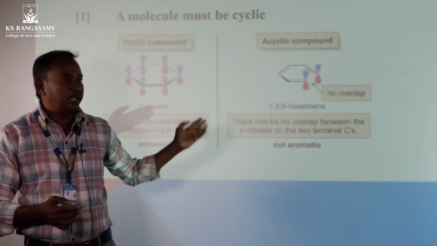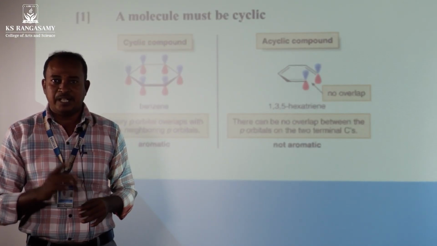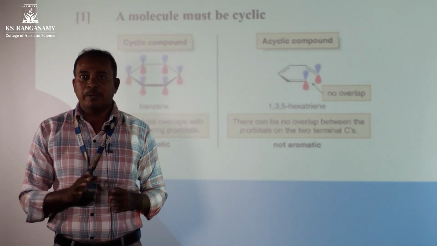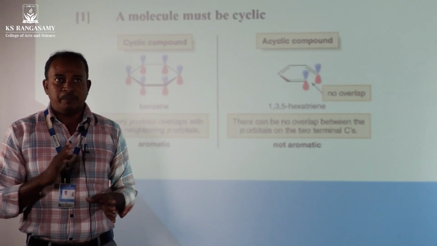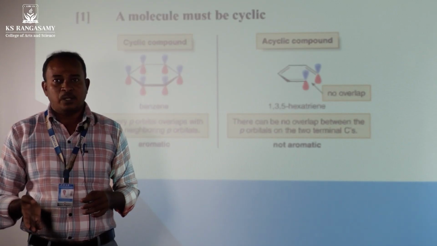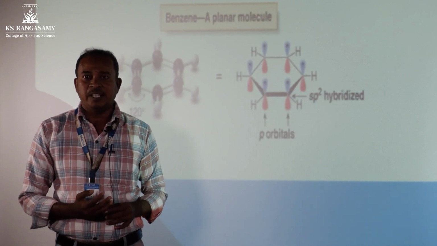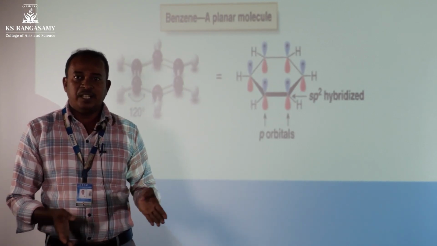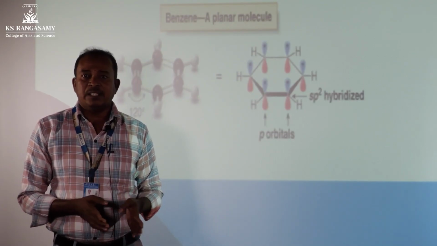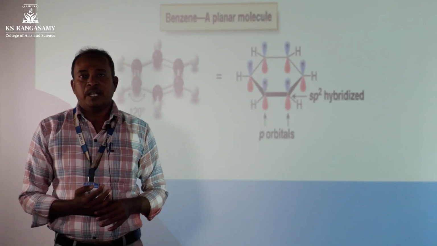Next we will discuss the criteria for aromaticity. The molecule must show aromatic character. It must be cyclic, planar, conjugated, with unhybridized p orbitals and delocalization. It must obey Huckel's rule, which means the 4n plus 2 pi electron rule. So the conditions for aromaticity are: cyclic, planar, conjugation, unhybridized p orbitals, delocalization, and obeying Huckel's rule, the 4n plus 2 pi electron rule.